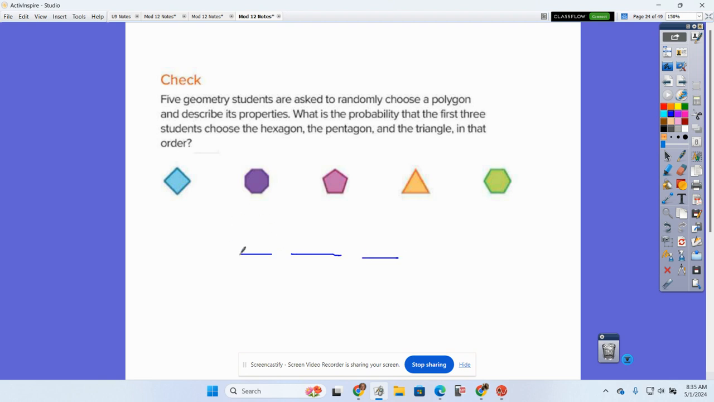We want to know the probability that this first student chooses the hexagon. So here's my hexagon. They have a 1 in 5 chance of choosing it. There's 5 possibilities of what they choose, and you have a 1 in 5 chance of choosing that. Once that student has chosen the hexagon, that's gone. My next student, I want to choose the pentagon. So here's the pentagon. They have a 1 in 4 chance of choosing the pentagon, and then that one's gone.